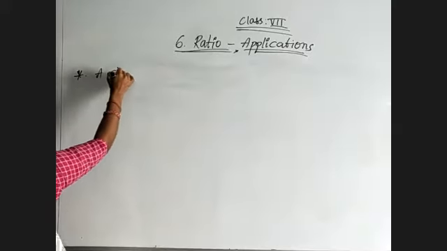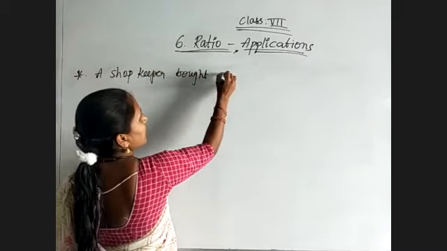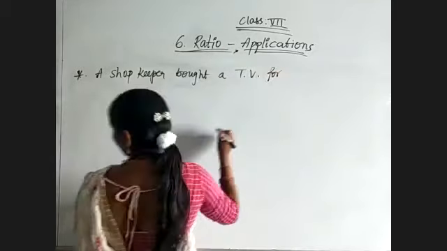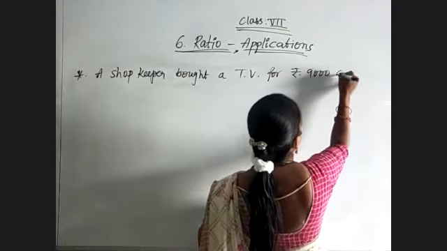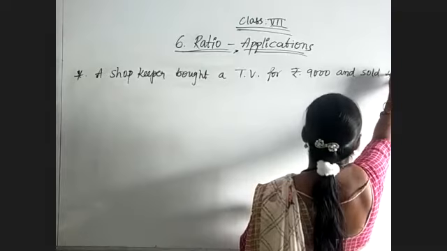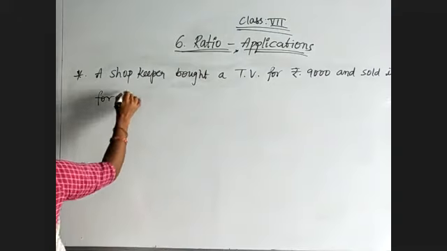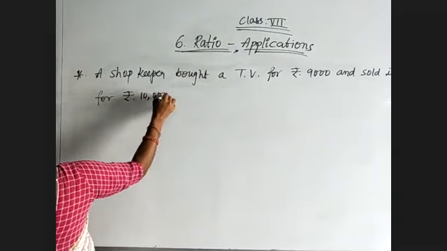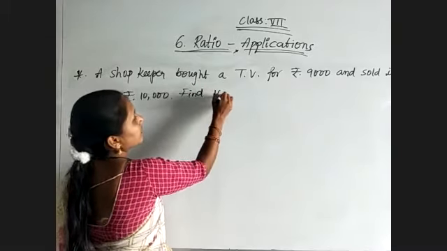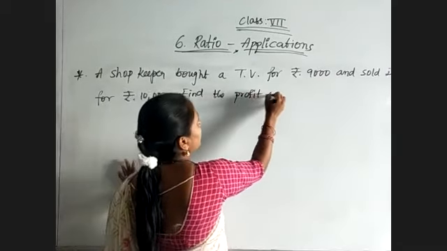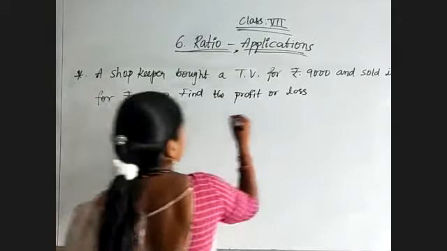Example: a shopkeeper bought a TV for 9,000 rupees and sold it for 10,000 rupees. Find the profit or loss, and calculate the percentage also.